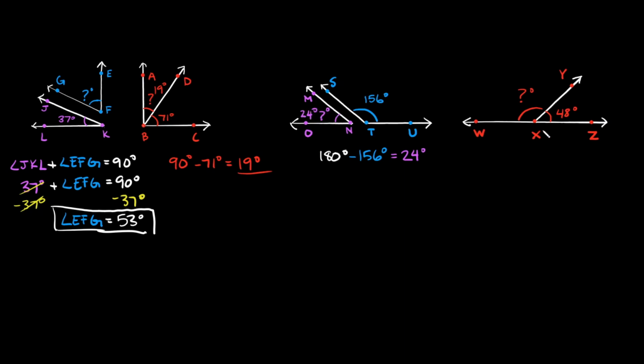Similarly, I'm telling you these two angles right here, YXZ and WXY, are supplementary angles. If they're supplementary, you know they add up to 180 degrees. So if we're looking for this missing angle right here, and I'm given this one over here, 48 degrees, all you have to do is subtract it from your total. So 180 degrees minus 48 degrees is equal to 132 degrees. So this angle right here is 132 degrees.